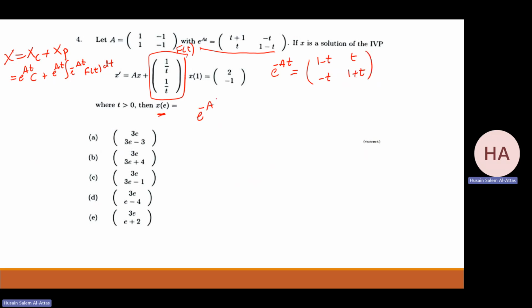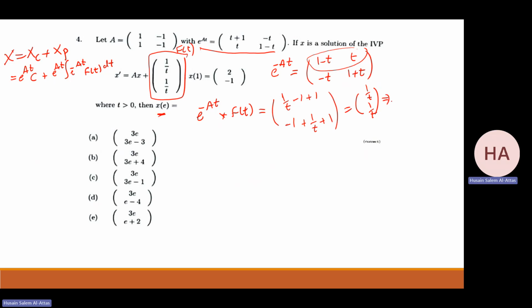Now e to the power minus At times f of t, before I do the integral, that will be 1. This times this, so I have 1 over t. I need to multiply the first row by the column. So I have 1 over t minus 1 plus 1. Then I have minus 1 plus 1 over t plus 1. So it will be 1 over t, 1 over t.